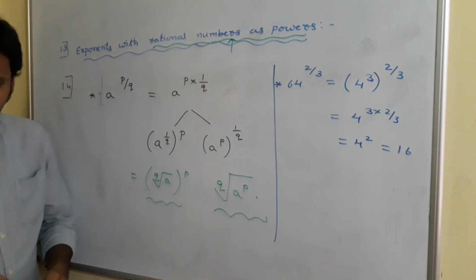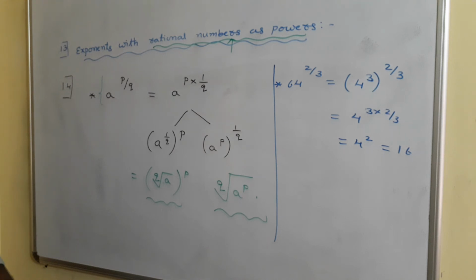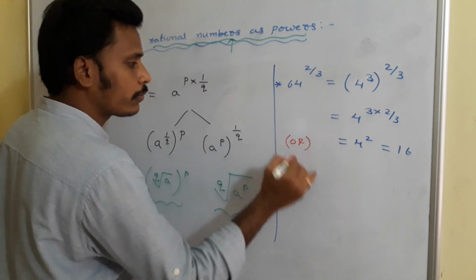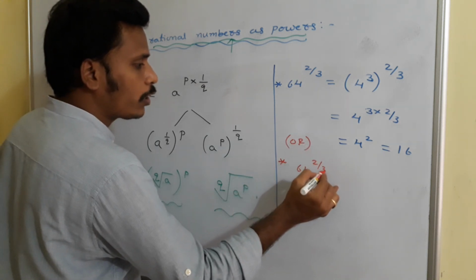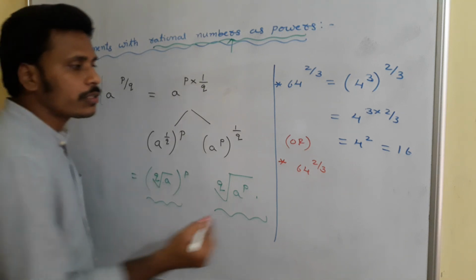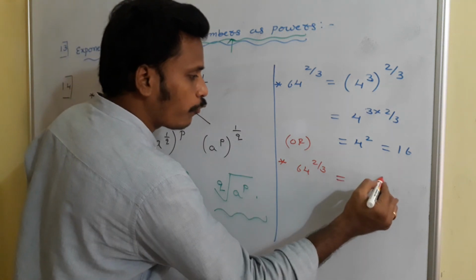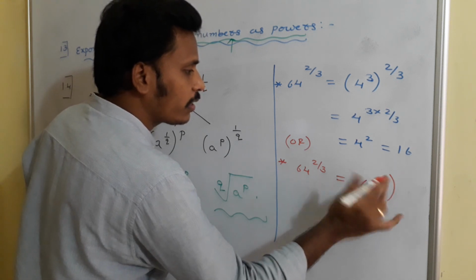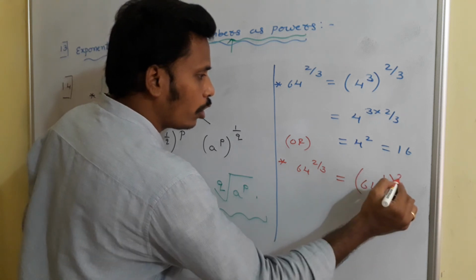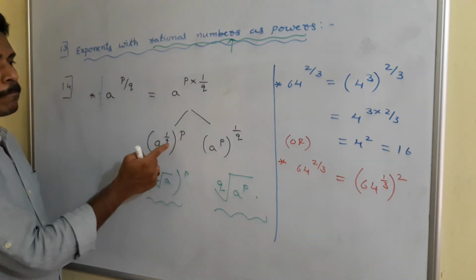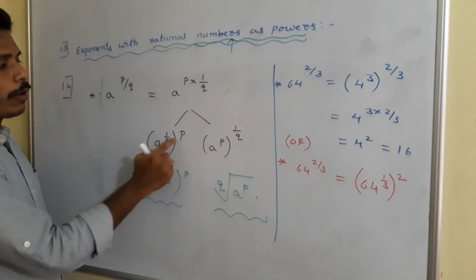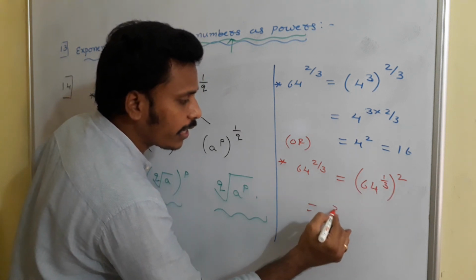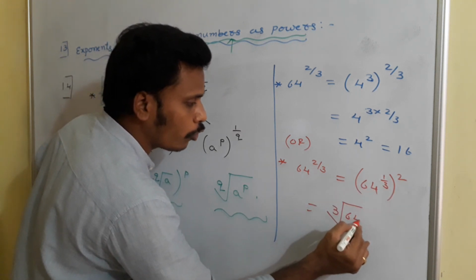Or in another way, if you wish to use the concept of nth roots, we have a chance to rewrite it like this. The same problem I am explaining for you. 64 power 2 by 3. According to this, you have a chance to rewrite it like 64 power 1 by 3 whole square. Just like this, p into 1 by q or 1 by q into p. 1 by 3 and then 2. This is equal to 64 power 1 by 3, which can be written as cube root of 64 whole square.